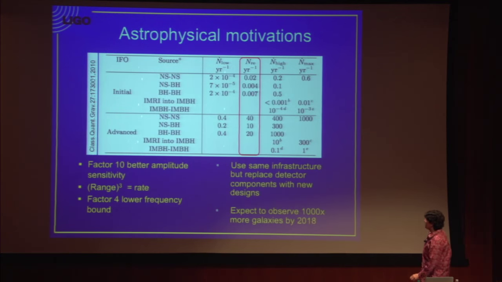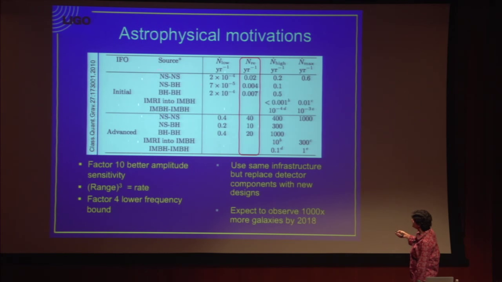And the astrophysical motivations were also quite profound. So the first phase of LIGO is called initial LIGO. And I'll only draw your attention to this central column. What am I showing in this table here? That comes from a paper which attempted to estimate the rates at which binary systems could give us signal in our detector.